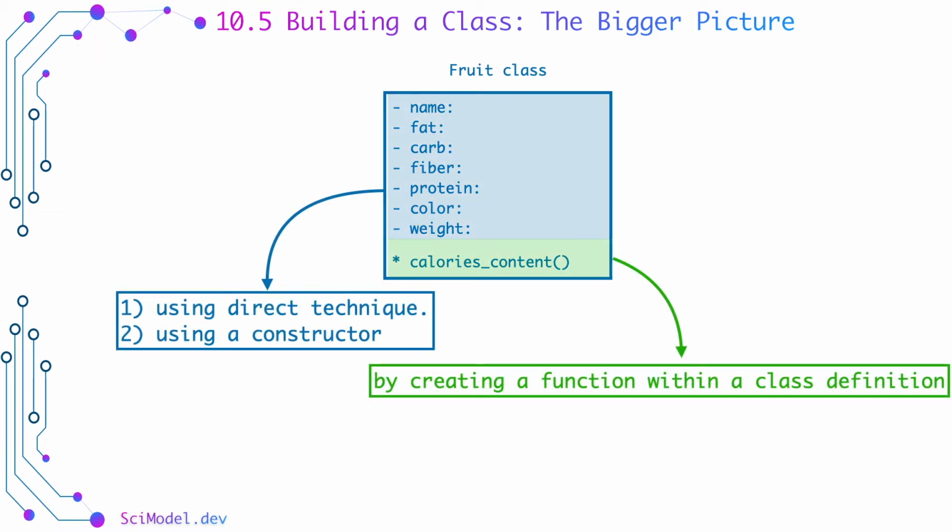Now, we need to know how to create attributes and methods in a class definition. Creating a method for a class is done by defining a function inside a class, as we have done in the print body function, in the myClass class definition. Furthermore, there are two techniques to create attributes for a class. You can use the direct technique or by using a constructor. Let us see how they work.